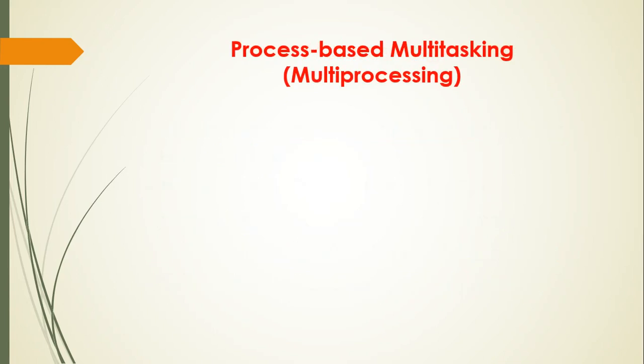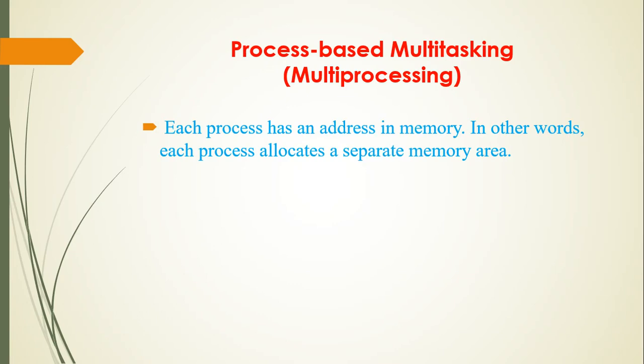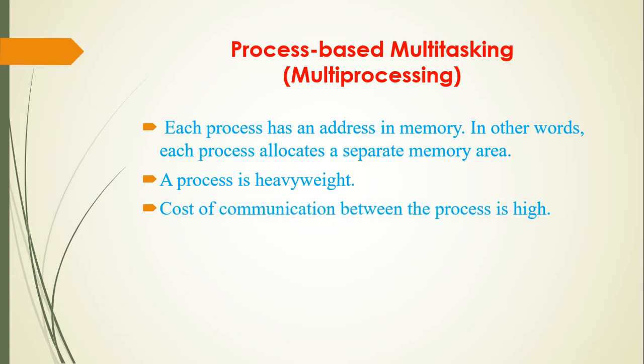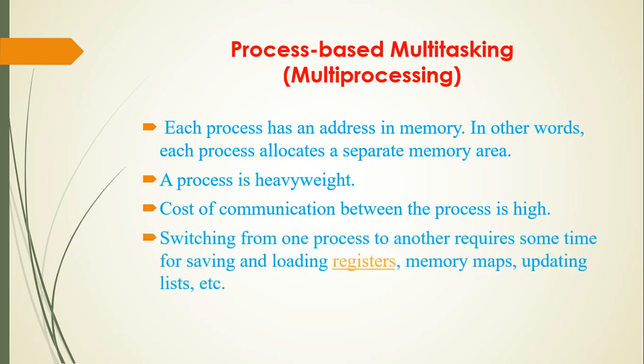Let's discuss process-based multitasking, or what is multiprocessing. We all know that each process has its own address in memory, or each process allocates a separate memory area. So that's why a process is heavyweight. And the cost of communication between processes is also very high. Switching from one process to another requires some time for saving and loading registers, memory maps, updating lists, etc.